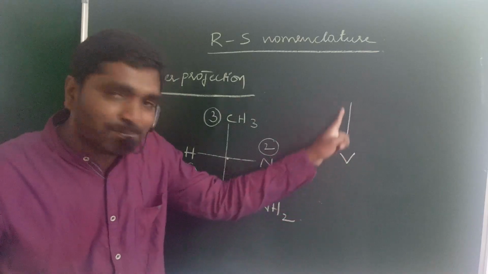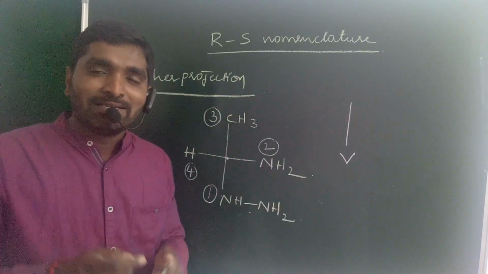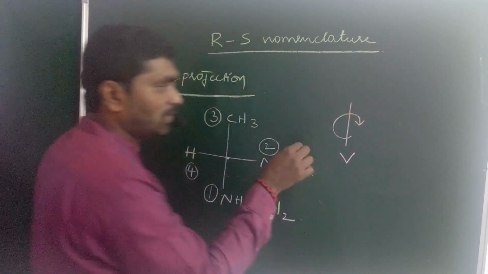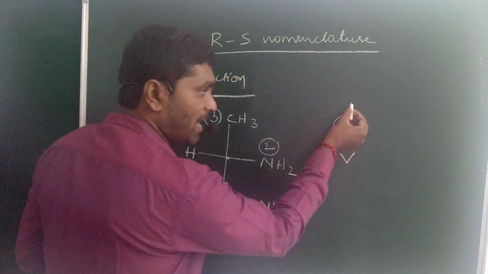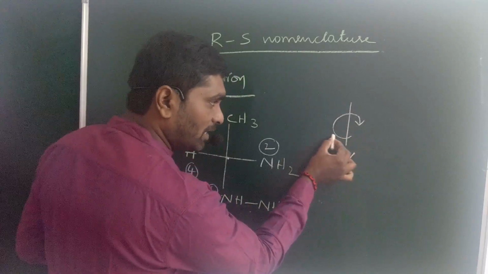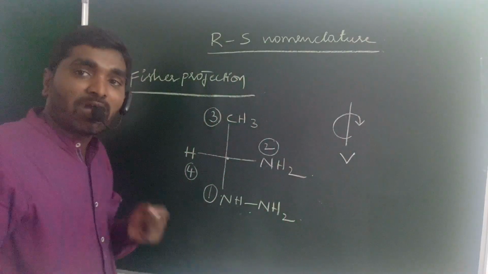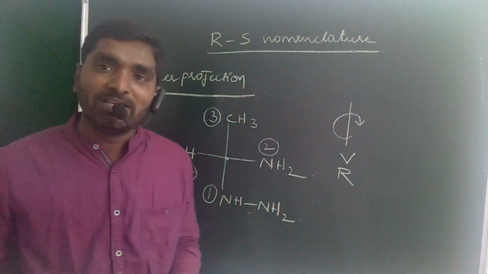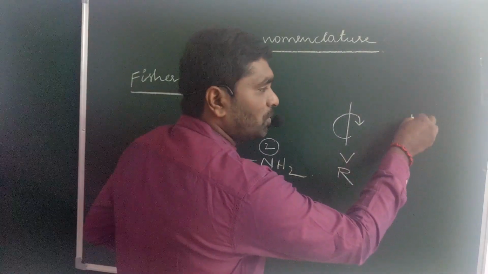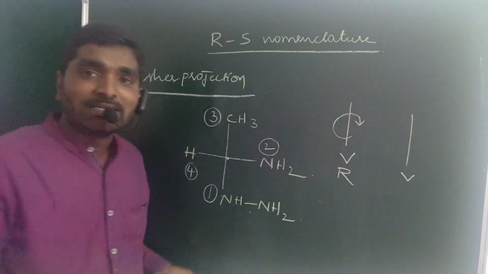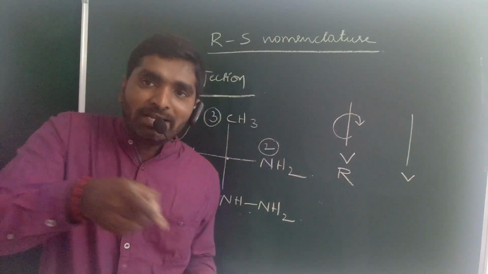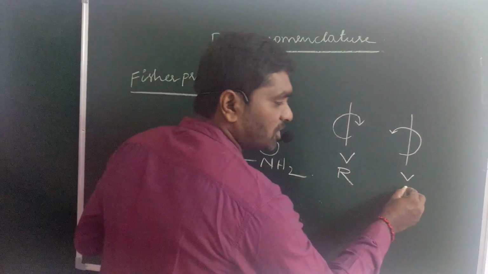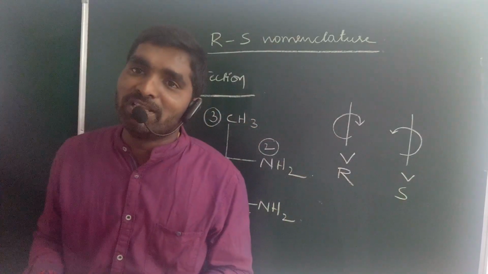If the least priority group is present on the vertical line, and the remaining three groups rotate in clockwise direction, the configuration should be R. Again, if the least priority group is present on the vertical line, and the remaining three groups rotate in anti-clockwise direction, the configuration should be S.